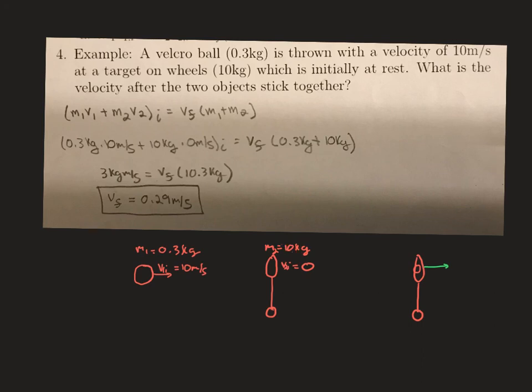So you're taking 3 kilogram meters per second that used to belong to just a 0.3 kilogram ball, and you're spreading it over now 10.3 kilograms of mass. So you're going to end up with a smaller velocity in order to have the momentum be conserved.